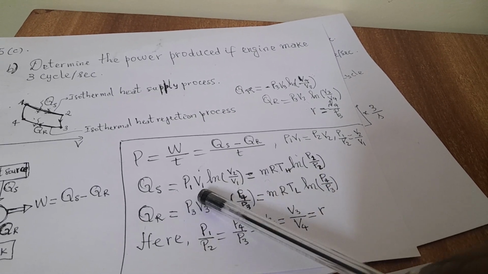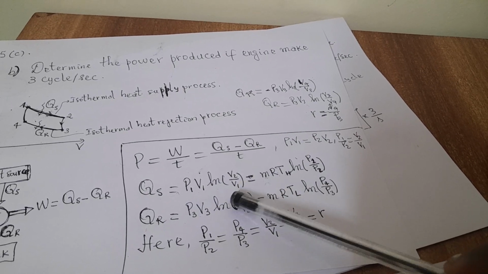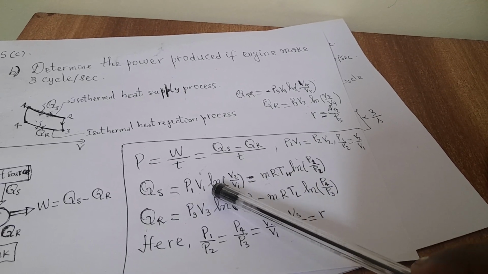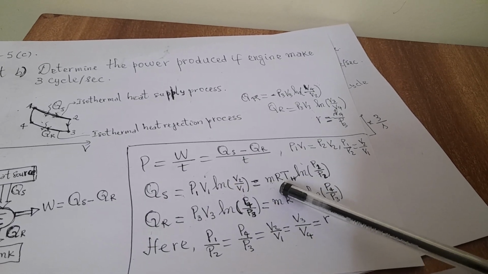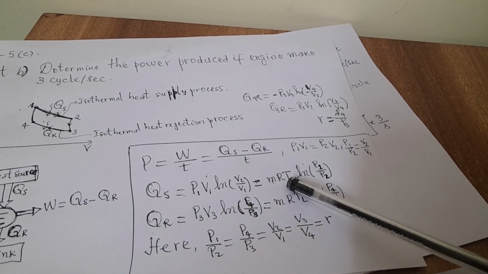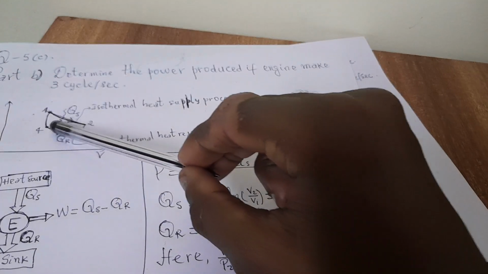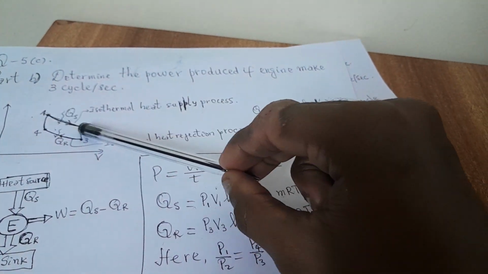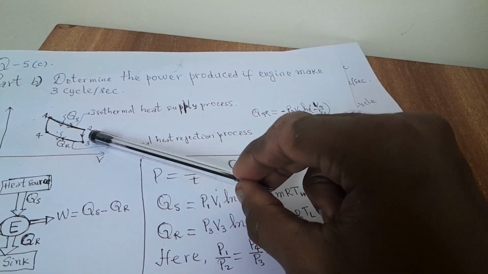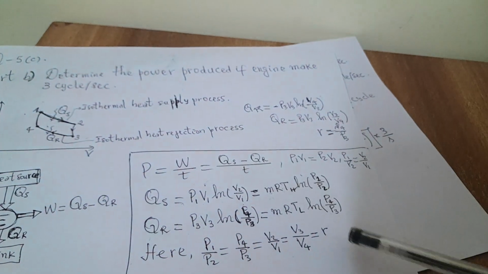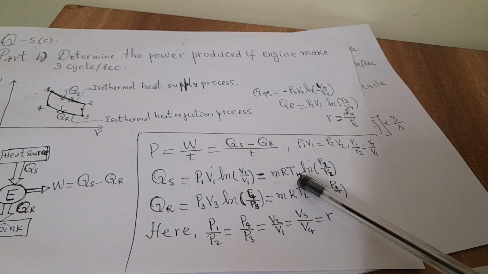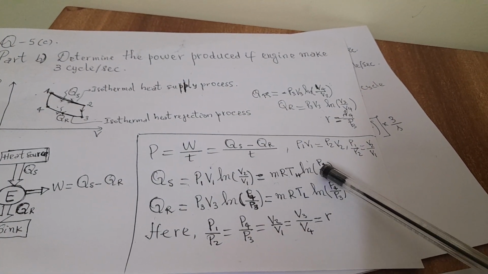Now see, here P1 V1 ln of V2 upon V1, and what is P1 V1? We know PV equals MRT. We just substitute MRT. What is T? It is TH, because we are working upon this state from 1 to 2. It is a constant temperature, and this constant temperature is the highest for this cycle. So that's why it's TH. Then ln of P1 upon P2.